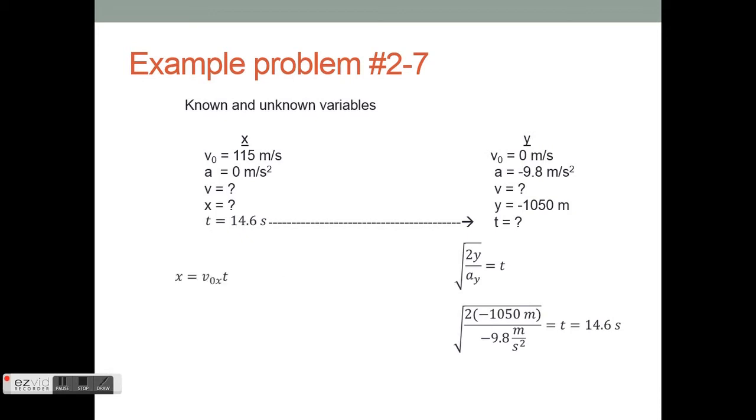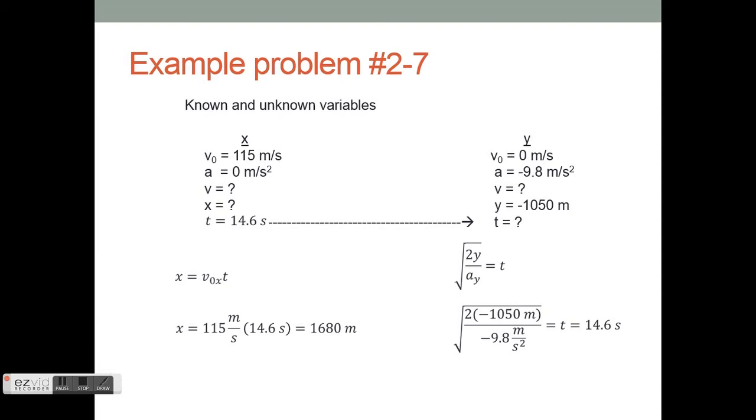So first thing, the acceleration in the x direction is 0. So x is just equal to v0 times t. If I substitute in, what this means is that the package is going to travel 680 meters horizontally from the time I release it until the time it hits the ground.